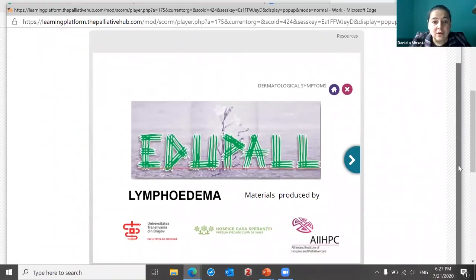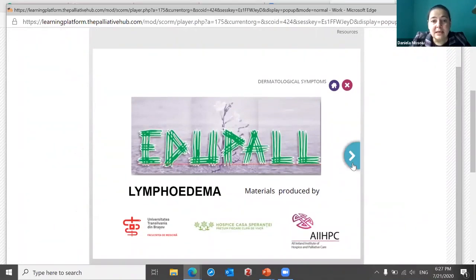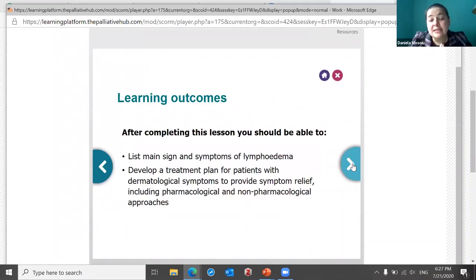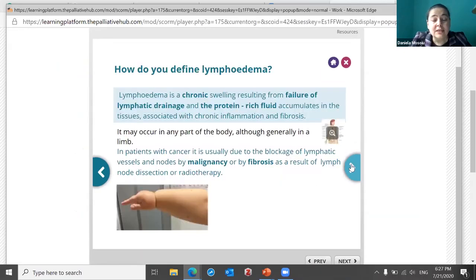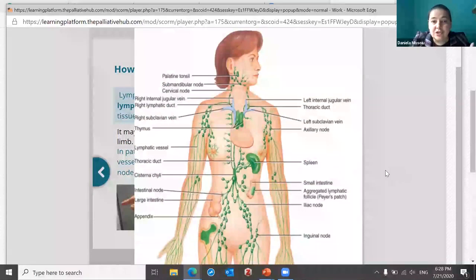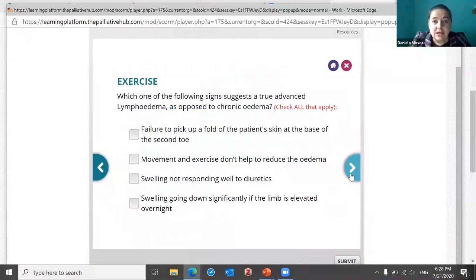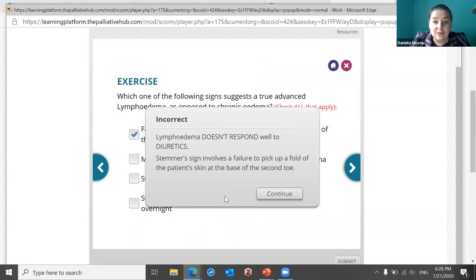So this is the course. It is user-friendly. The course starts with the outcomes or objectives that we want the student, the trainer, the learner to achieve. There is some information with images to help students remember the positioning of the lymph nodes. Then some exercises. In order to pass, you have to respond to these exercises. I will just pick one randomly, and when you submit, you also see your answer and whether that was correct or not.